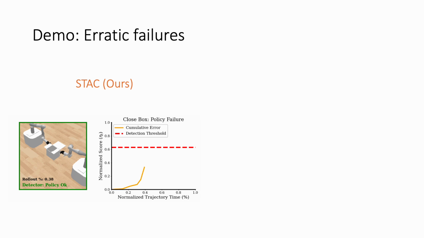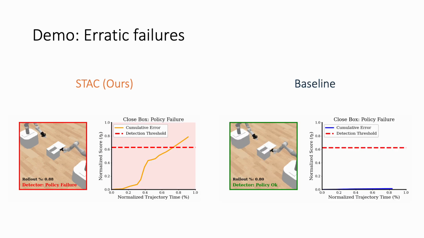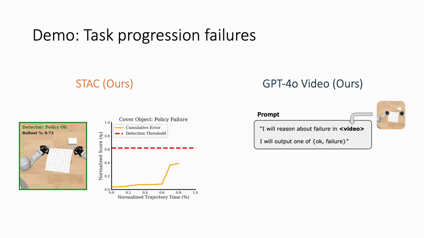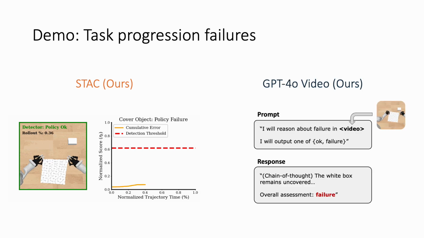We find that our temporal consistency detector, STAC, is able to effectively catch erratic policy failures, in contrast to a baseline whose cumulative errors do not exceed the detection threshold when the policy is failing. As expected, STAC struggles to detect task progression failures when the policy behaves in a temporally consistent manner. In contrast, VLMs are able to identify that the policy has failed to complete its task, thus highlighting the complementary nature of STAC and the VLM runtime monitor.